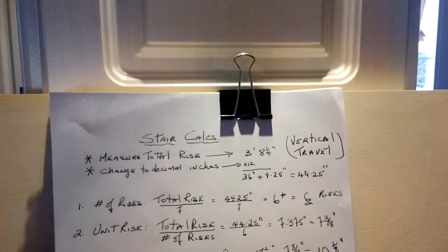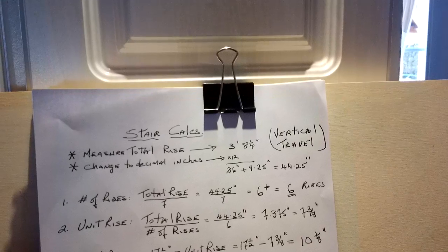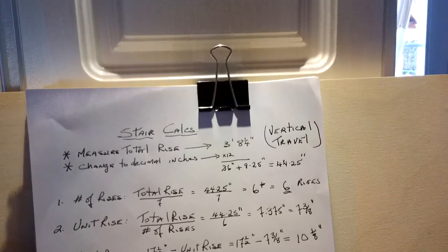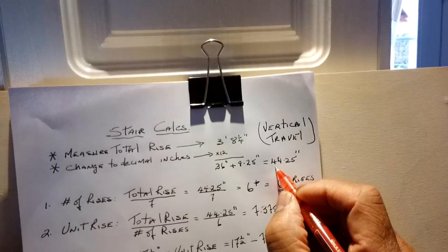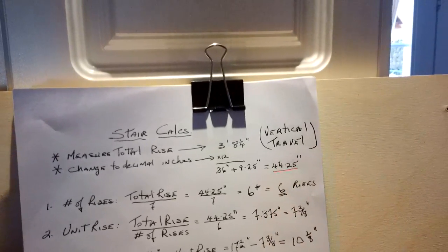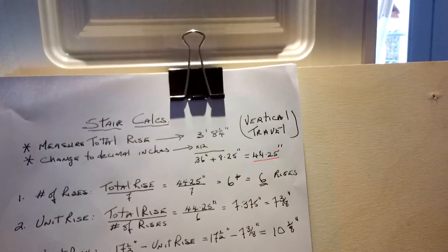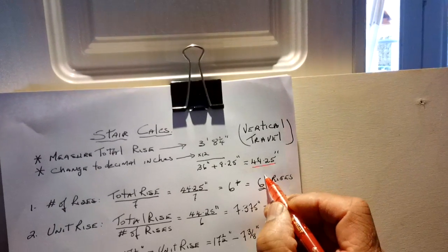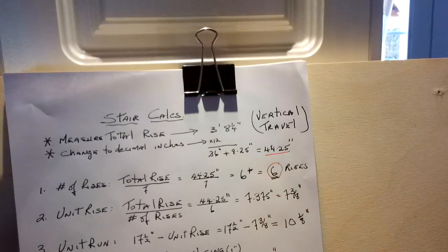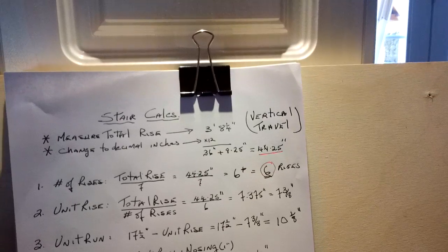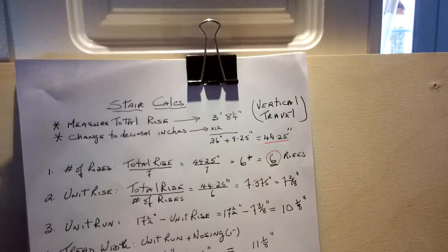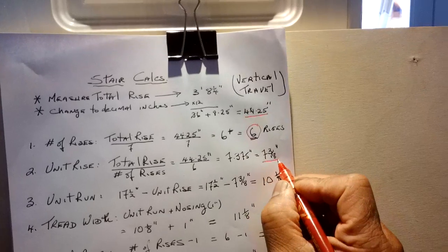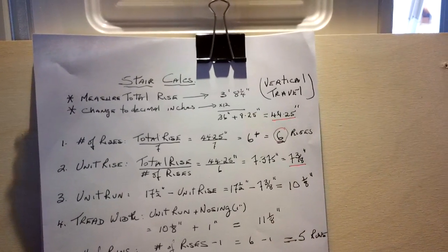So to recap what we did, we started with a vertical travel, or a total rise, of 3 foot 8¼. We changed it to decimal inches, 44.25 inches. Then we divided by 7 to get our number of rises, and that turned out to be 6 rises. We then took our total rise and divided it by the number of rises, and that gave us 7 3/8 inches for our unit rise.